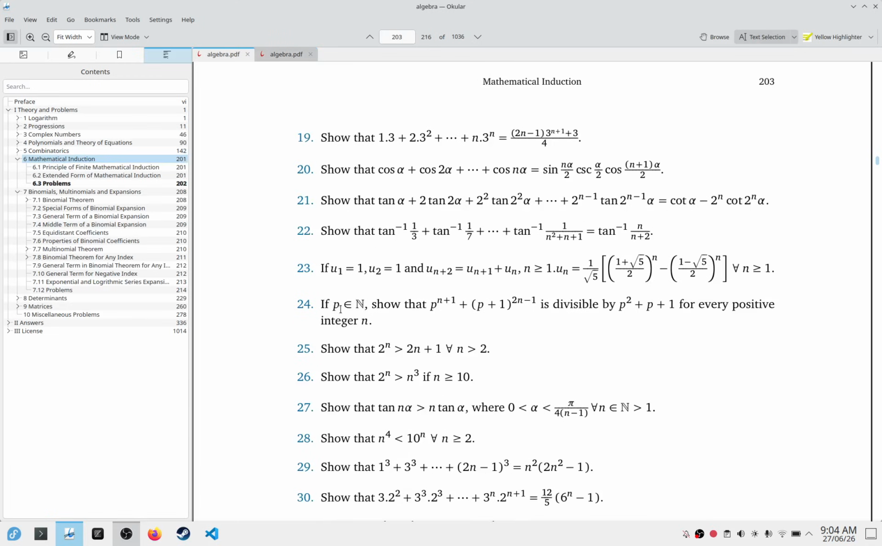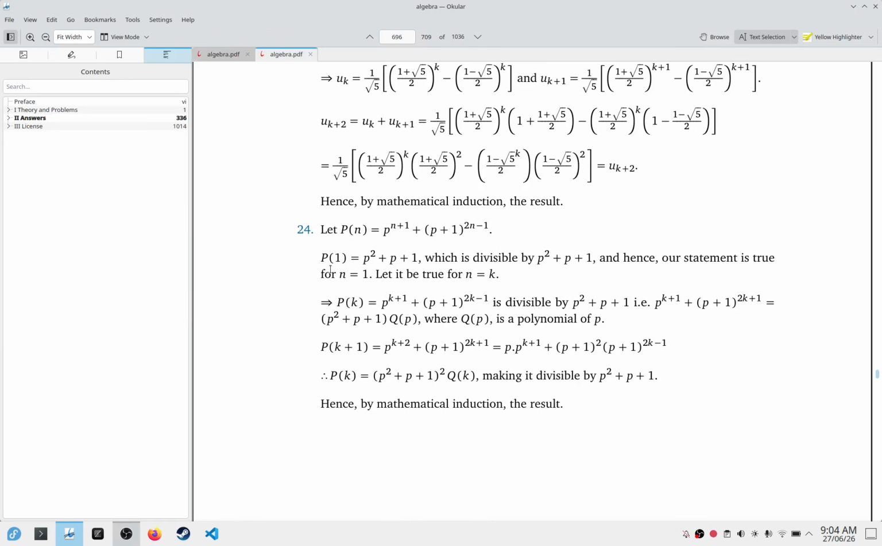Question 24 says that if P is in the set of natural numbers, we have to show that P raised to the power n plus 1 plus P plus 1 raised to the power 2n minus 1 is divisible by P square plus P plus 1 for every positive integer. Let P(n) be the given expression. Then n equal to 1 gives P square plus P plus 1, which is divisible by P square plus P plus 1.